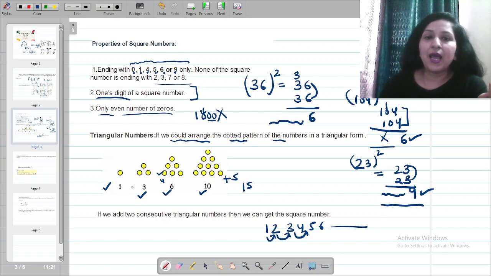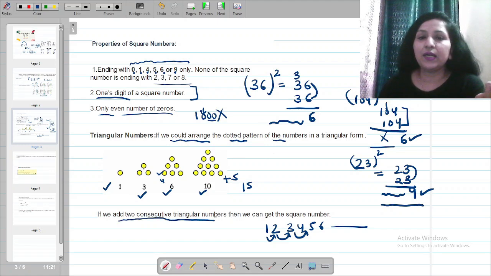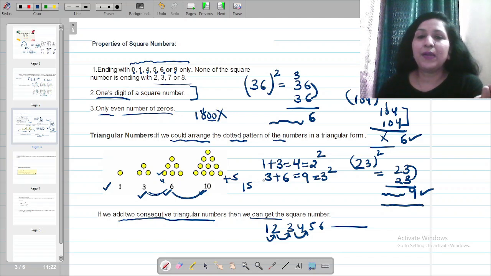So have a look. What we are saying is, if we add 2 consecutive triangular numbers, we get a square number. 1 plus 3, what is the answer? It is 4. Is 4 a square number? Yes, it is 2 square. Now, two consecutive numbers 3 and 6. If you take 3 and 6 and you add them up, you will be getting 9. What is 9? That is 3 square. It is again a square number. Take another pair, 10 plus 6. What is that? It is 16, and 16 is what? It is 4 square.